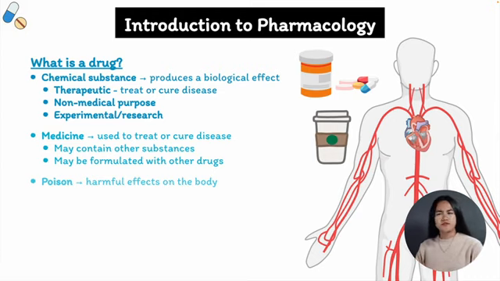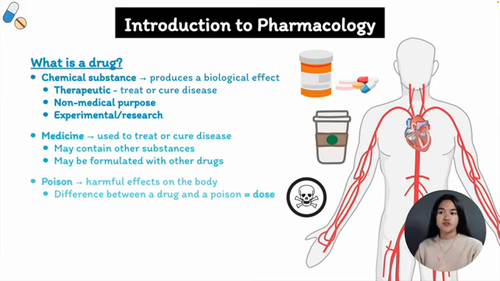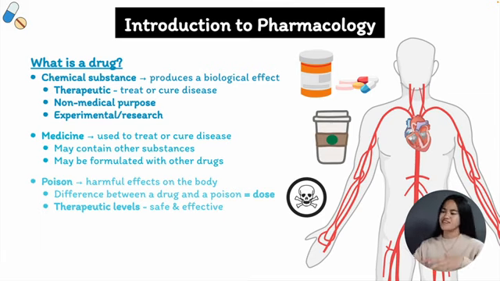But the thing is, the difference between a drug or medicine and a poison might be in the dose. If a substance is taken at therapeutic levels, it's very safe and effective. But if taken in overdose, it can lead to dangerous outcomes such as liver damage and failure. And we're going to break this down in later lectures when we cover concentration-response relationships and the relationship between the dose of a drug that's given and the effect it has. So that's the definition of a drug.